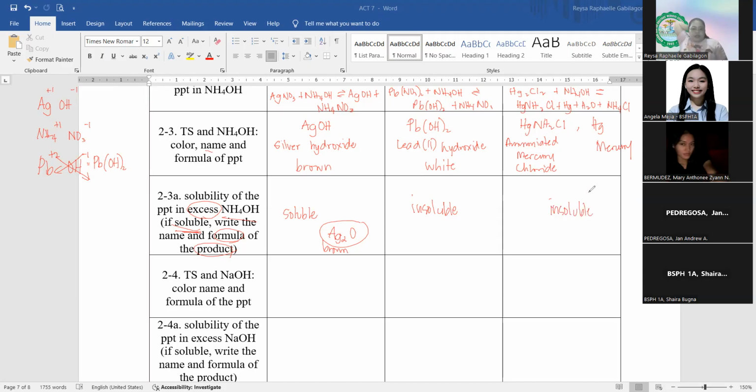This one is insoluble still. So, ang soluble lang to the excess ammonium hydroxide, itong silver hydroxide. So, both lead hydroxide and then yung ammoniated mercury chloride are insoluble to the excess ammonium hydroxide. Okay? Pag insoluble yan siya, wala yan siyang reaction, so wala na din yan siyang new product na ma-form. Kung soluble, yun lang yung may new product na na-form. Kagaya nito, yung new product niya na ma-form is silver oxide, which is color brown. Okay? You copy and then I'll move forward.